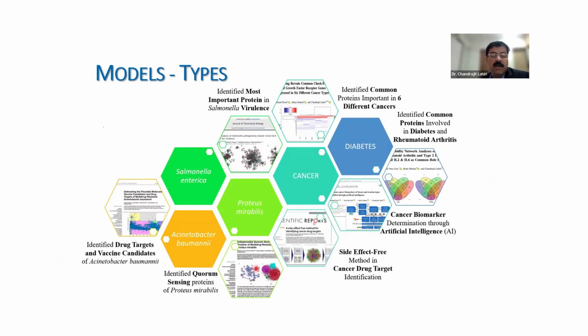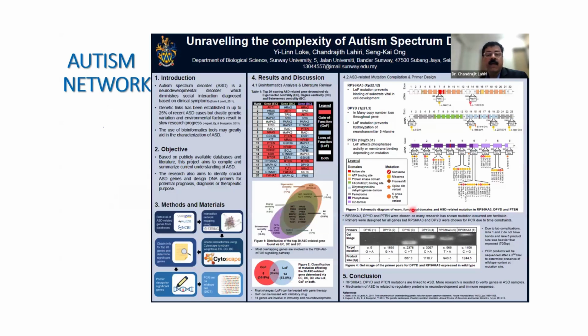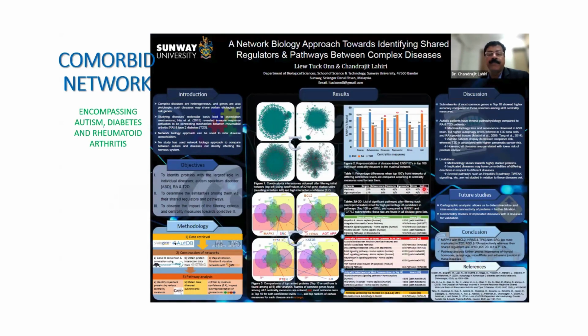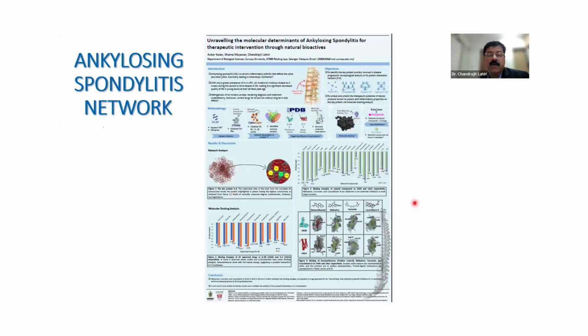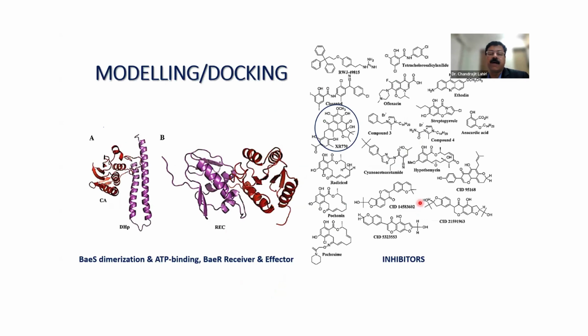And then I've done work on urinary tract infection proteins, for quorum sensing of Proteus mirabilis, and for Acinetobacter baumannii, which is a very deadly multi-resistant organism, and several others like schizophrenia. Then this is for autism. These are for different shared diseases like autism, diabetes, and rheumatoid arthritis. And this is ankylosing spondylitis, where we have done some work. Later on, I would not focus on this part because many people know it. We've also done work on a multilateral resistance protein.